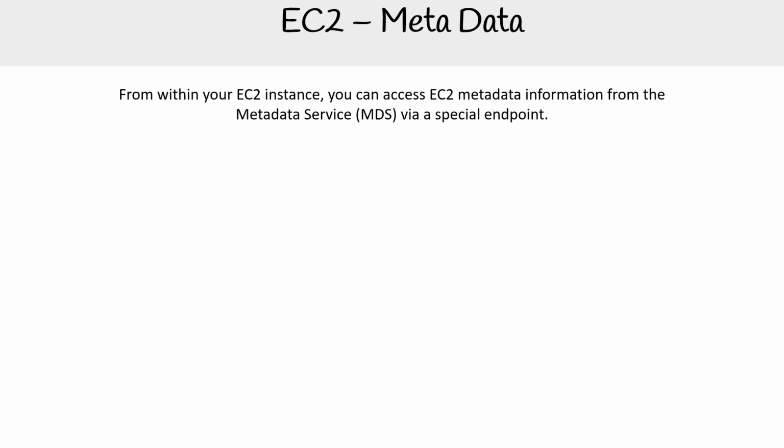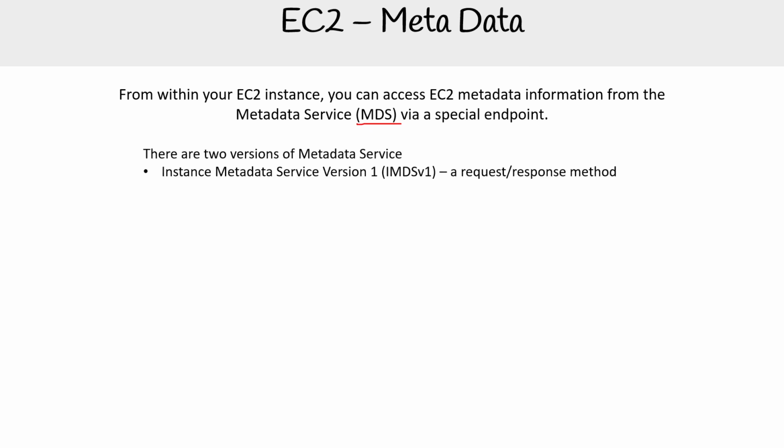So from within your EC2 instance, you can access the EC2 metadata information from the metadata service via a special endpoint. I've seen the initialization MDS, but there's also IMDS, which would be the instance metadata. So just understand I'm using a variation there. But there are two versions of the metadata service. We have instance metadata service version 1, which uses a simple request and response method, and version 2, which is basically the same thing, except you're passing along a token, so it has an additional step.